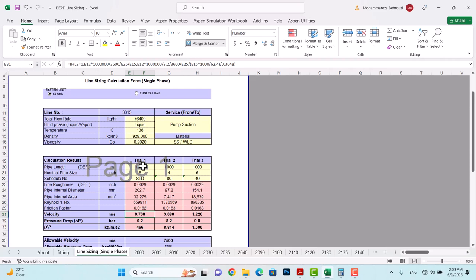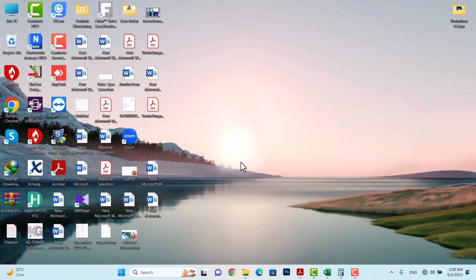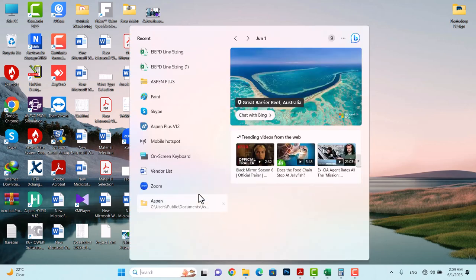But how about Aspen Plus? Unfortunately, because the battery of my laptop finished abruptly, it became empty suddenly. My laptop shut down and I couldn't save the previous files. Anyway, it doesn't matter. I'm gonna start it again.